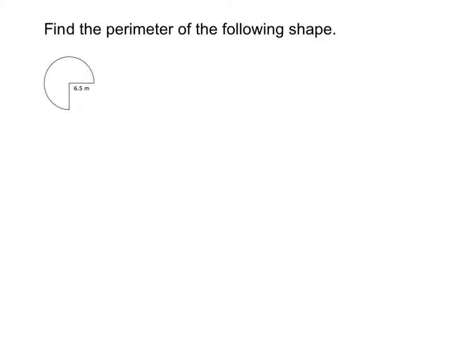This time the shape is a little more difficult because we have 3/4 of a circle. So this outer edge is 3/4 of a full circle. One way of doing this would be to multiply our circumference by 3/4. I'm going to show you a different method that doesn't involve having to convert decimals into fractions or fractions into decimals. Instead, I'm going to find half of a circle and then 1/4 of a circle and add them together.